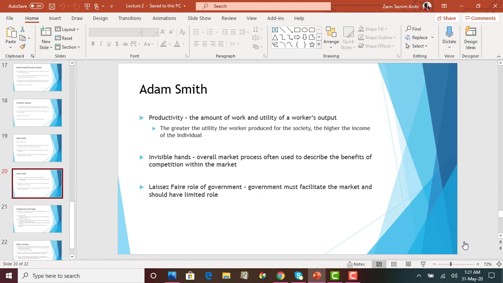Finally, he also talked about the laissez-faire role of government. What this means is government will have a very limited role in the economy. Government will be there to facilitate the market, but they will not interfere in any type of market interaction. So there will be a limited role. They will be there to bring about market transactions or to facilitate the market, but not to interfere in the market. These were the 3 concepts that were introduced by Adam Smith under the theoretical foundations of a free market society.